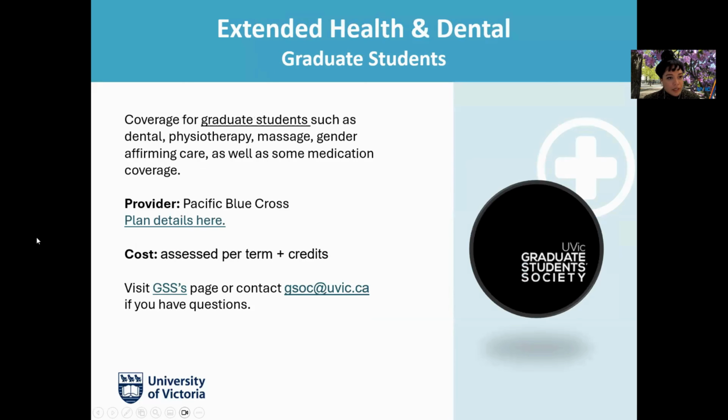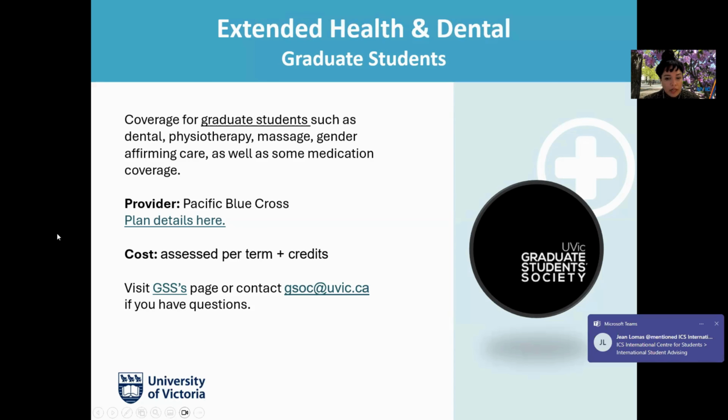So for graduate students, the coverage available is similar to that for undergraduate students. Your plan includes things like physiotherapy, gender affirming care, dental care, and some medication. For graduate students, your provider is specifically Cross, and there are lots of great details on what is covered on your plan on the GSS website. The cost for graduate students is assessed per term based on your enrollment and your credits. So that information should be available on your UVic student account. And if you have any questions about the GSS's plan, you're welcome to reach out to them. They have a health and dental coordinator, and their coverage also goes the full year.